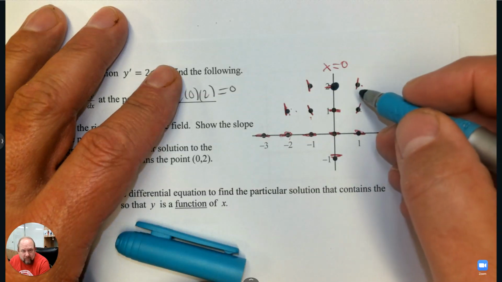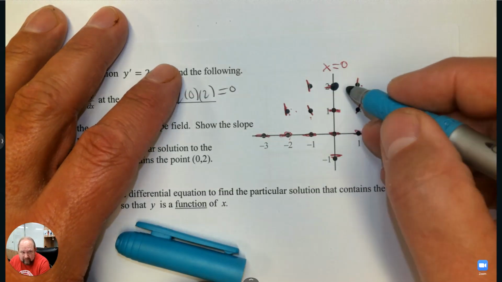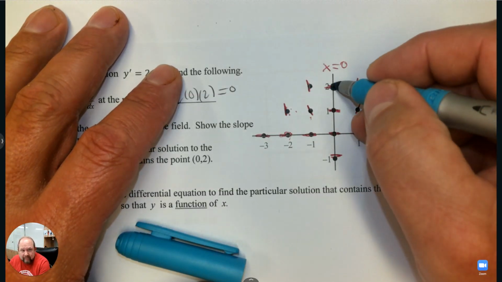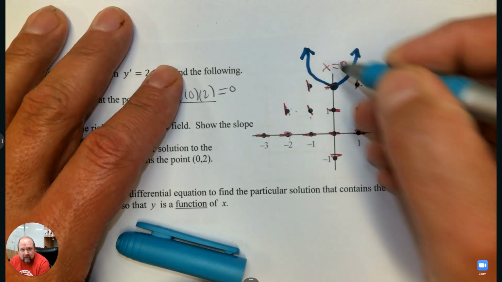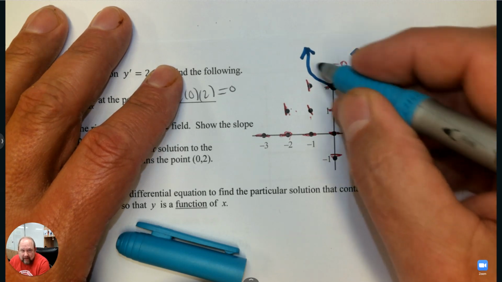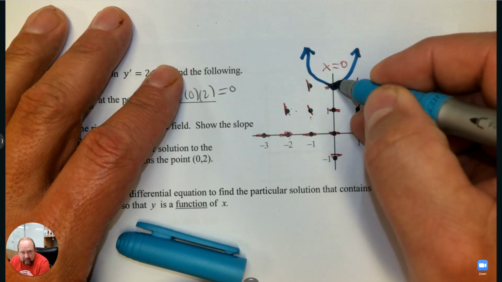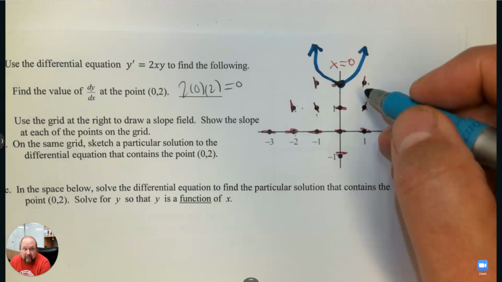Now 0, 2 is on a turning point, a flat point. So to the right, it's going to raise, and you can see to the left, it's going to raise. But at 0, 2, it's flat. So it goes down, flat, and then up. It's that turning point there. There's the picture.